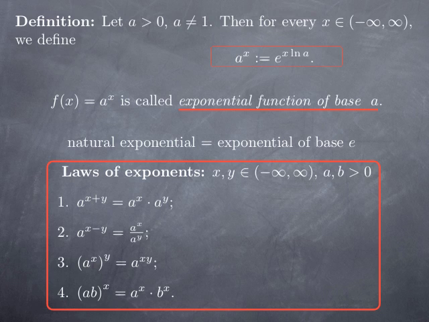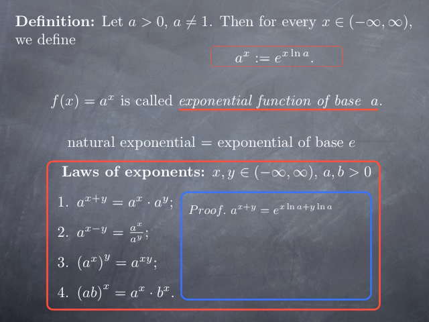b, and I raise that to the x, it's the same as taking a to the x and multiplying by b to the x. I'm not going to go over the proofs for each one of these, I'm just going to indicate why this follows immediately from the corresponding laws that we have seen for the natural exponential, just for the first one. So for the first one, we want to see that a to the x plus y is a to the x times a to the y. We go by the definition. A to the x plus y is e to the x plus y times ln of a, in other words, e to the x ln of a plus y ln of a.